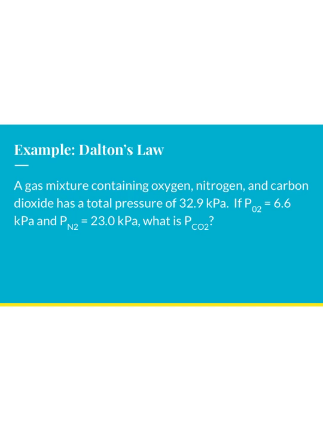Okay, so here's an example problem using Dalton's law. A gas mixture containing oxygen, nitrogen, and carbon dioxide has a total pressure of 32.9 kilopascals. If the pressure of oxygen is equal to 6.6 kilopascals and the pressure of nitrogen is equal to 23 kilopascals, what is the pressure of carbon dioxide? So again, notice oxygen naturally is a diatomic molecule, so we have O2. Same with nitrogen, naturally a diatomic molecule, N2. So you guys go ahead and pause the video here, work that out on your own. It should be fairly simple, and then I will end up working it out for you.